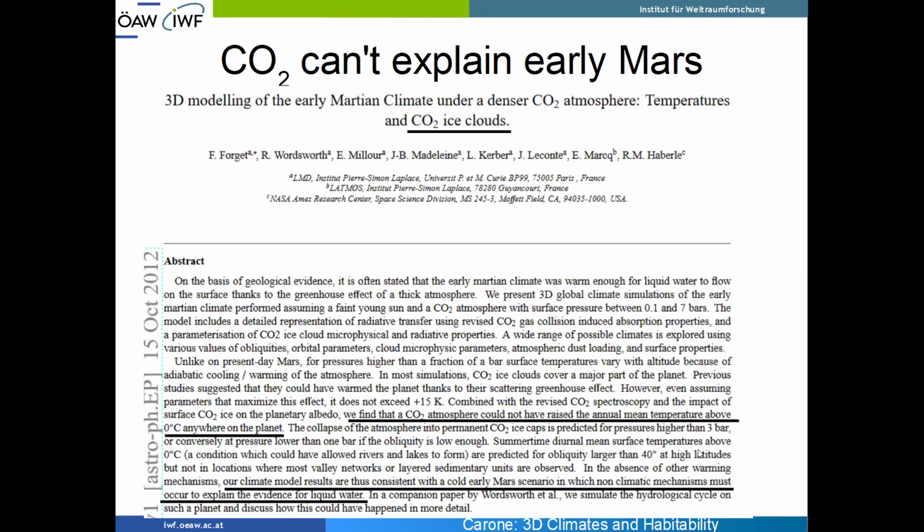And when we do this and try to understand surface liquid water, one idea is, okay, let's just pump more CO2 into the system. It works for the snowball Earth. Would it work for Mars? However, it turns out it does not. And the problem is the CO2 ice clouds. You cannot have a dense CO2 atmosphere without at some point the ice clouds forming. And the ice clouds actually cool the atmosphere. This was a study done by François Forget et al., I think 2012. And they have shown that you cannot get, under any circumstances, with a pure CO2 atmosphere, surface temperatures above 0 degrees Celsius. So you cannot get surface liquid water with this.